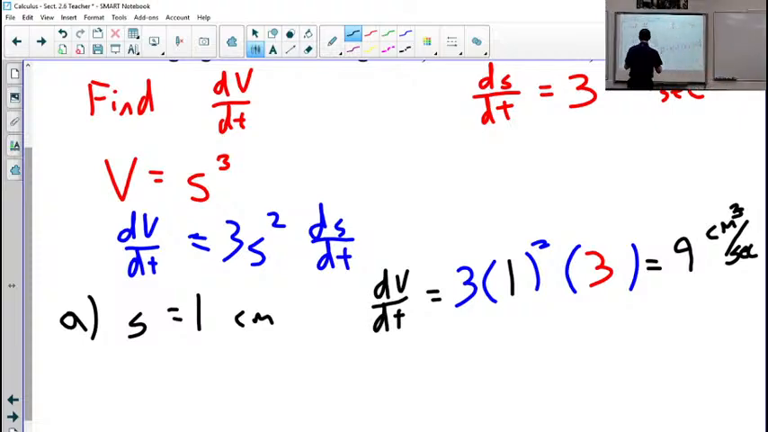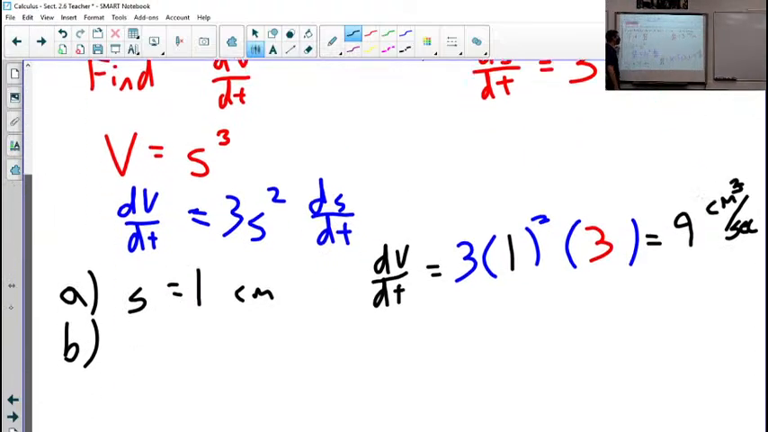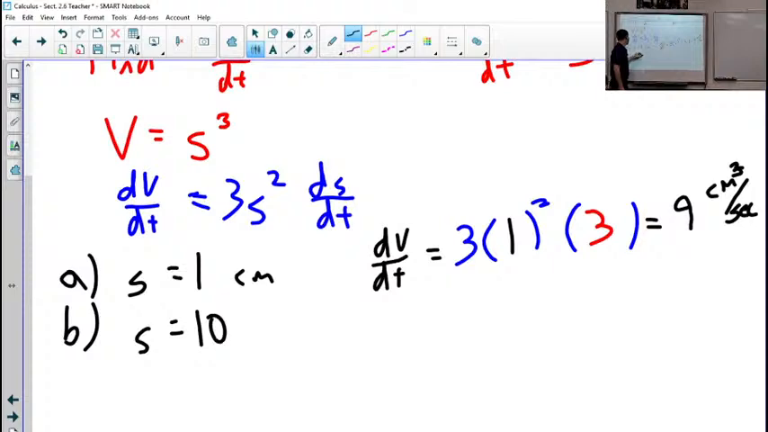But now, part B, let's look at what happens with this rate when s is 10 centimeters. Should this answer be bigger or smaller than part A? Bigger. Because if I have a larger cube expanding at the same rate, the volume is changing a whole lot faster.